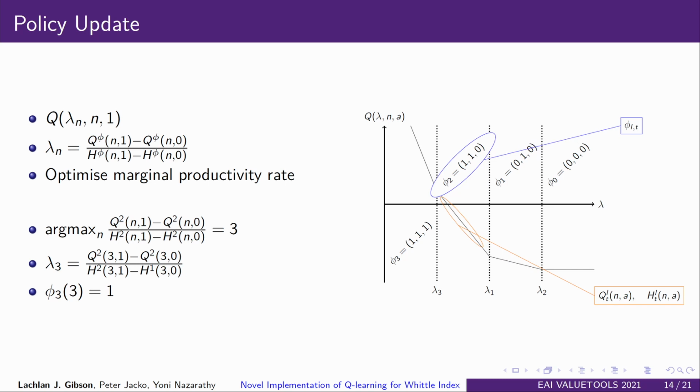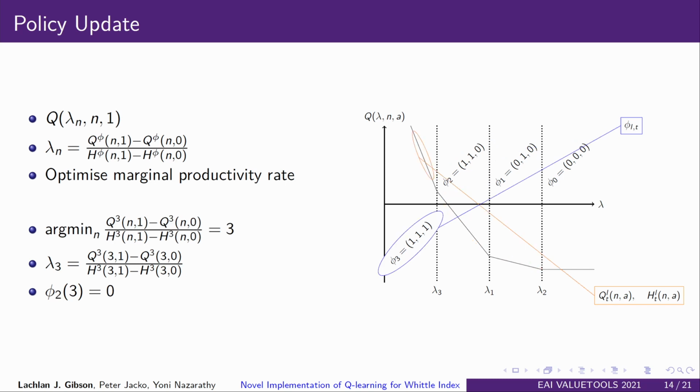Finally, there is only a single state available, which gives the Whittle index estimate of state 3. Now, this process can also be performed in reverse, starting from the left-hand side, where the optimal policy is known to activate all states. From here, the marginal productivity rate is minimized, providing an estimate of the Whittle index of the third state and indicating that the next optimal policy should not activate the third state. Actually, in practice, we combine these approaches, alternating between the left and right regions until they meet in the middle.